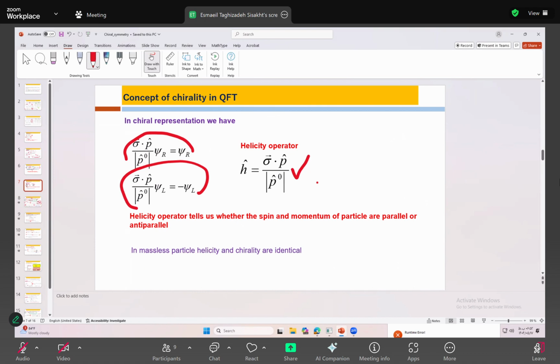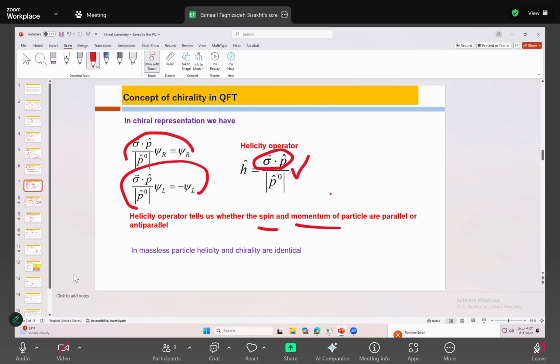So maybe one asks, what is the concept of the helicity operator here? The helicity operator says whether the spin and the momentum are parallel or antiparallel. Due to this interaction, it describes whether the spin of the particle and the momentum are parallel or antiparallel. So in this way, we can define the helicity.